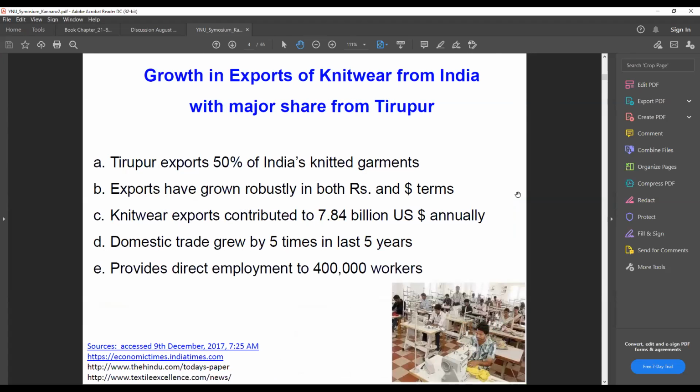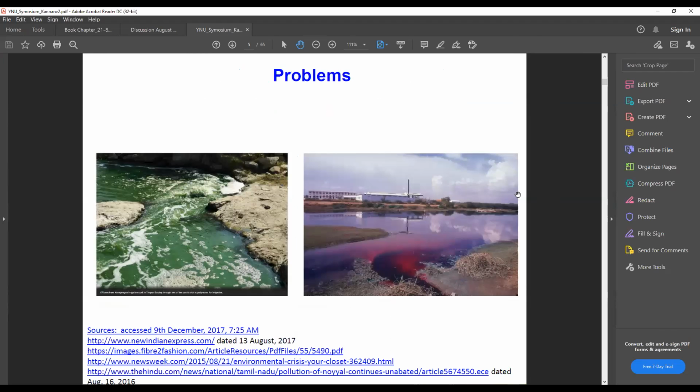So there has been robust growth in the exports from Tirupur. I'm talking about the 2017 time frame, 4 years back. As many as 400,000 workers are directly employed. But even though the color of the garment is very attractive, not so attractive are the effluents which are created. You can see that the water has taken an ungainly hue, and the aesthetics is completely lost, and the water is not at all useful for irrigation and agricultural purposes.